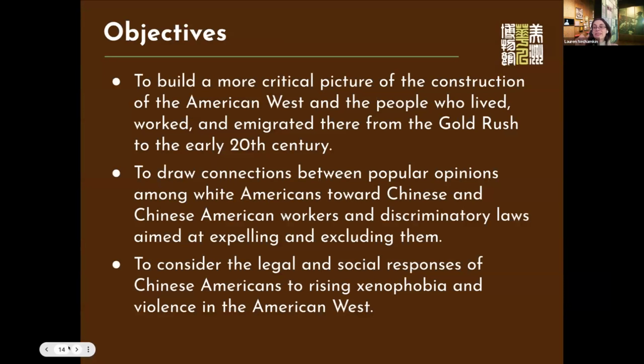We're going to touch on all of these just a little bit, but we're hoping to build a more critical picture of the construction of the American West, people who lived there, and people who emigrated. Some of your words touched on that, the different people whom pioneers engaged with. We're also going to draw connections between popular opinions of generally white Americans towards Chinese and Chinese American workers and the laws that came about after. And we're going to consider some responses from Chinese Americans to this rising xenophobia and violence.